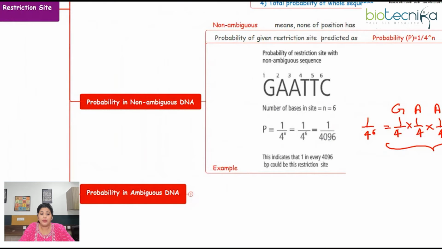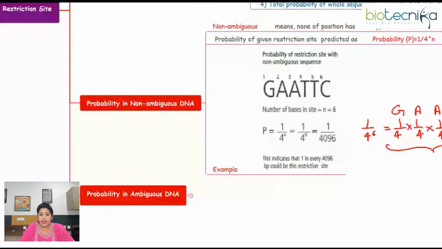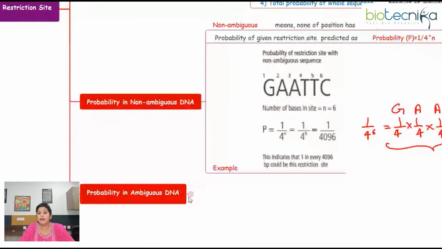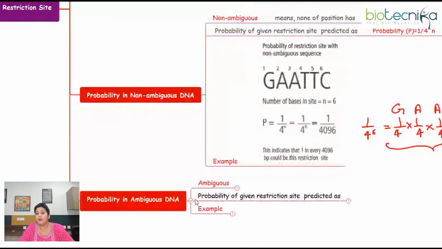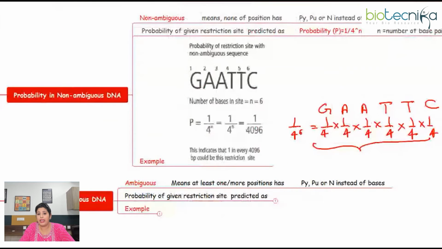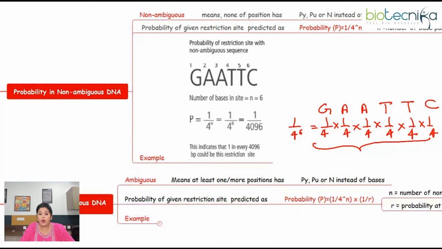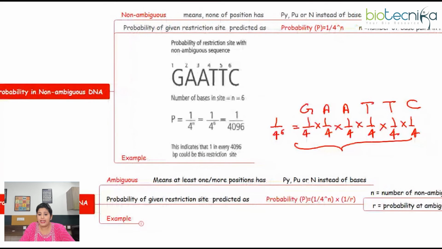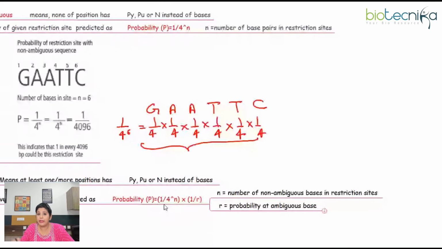Then what if the ambiguous DNA is given, right? So ambiguous DNA means that at least one or more positions in the recognition sequence have purines, pyrimidines, or N instead of any particular base. So the probability of a given restriction site can be calculated as 1 by 4 raised to power N into 1 by R. Now what is R here and what is N here? So N is the number of non-ambiguous bases in the restriction site and R is the probability at the ambiguous base.